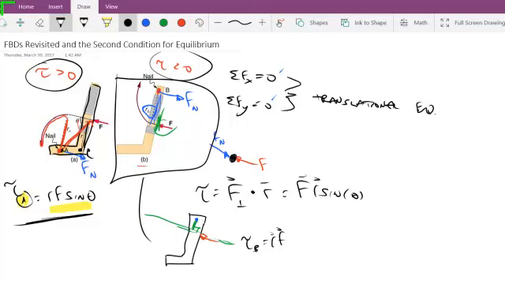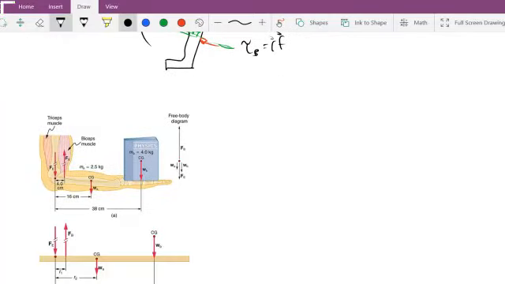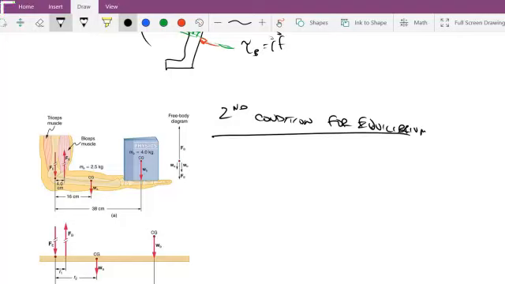So this leads us to, and we could actually have other forces we apply here. Well, we'll see this in the next one. But this leads us to the second condition for equilibrium. So the second condition for equilibrium, this is really the condition for rotational equilibrium.